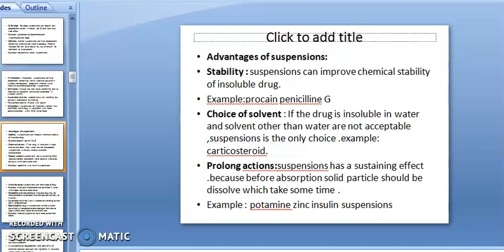Prolonged action. Suspension has a sustained effect because before absorption solid particles should be dissolved which take some time. As you know, a suspension containing a small amount of particle has a required time to absorb or dissolve to show its prolonged action, and that's why it has produced the prolonged action which has the more time action. Protamine zinc insulin suspension is the example of the prolonged action.